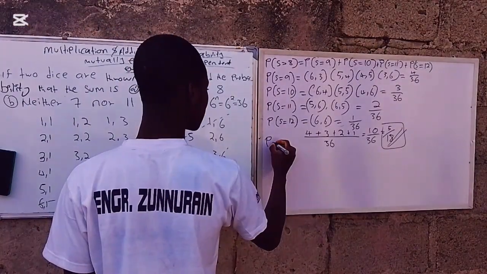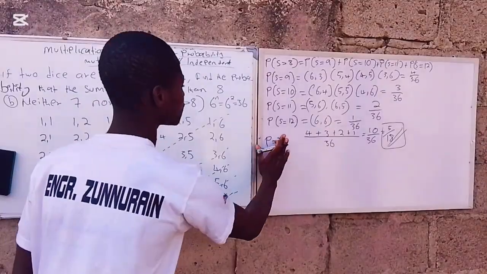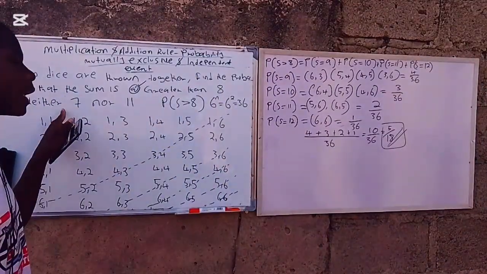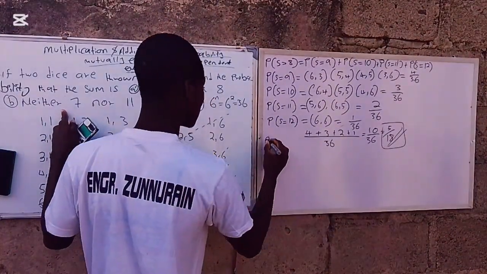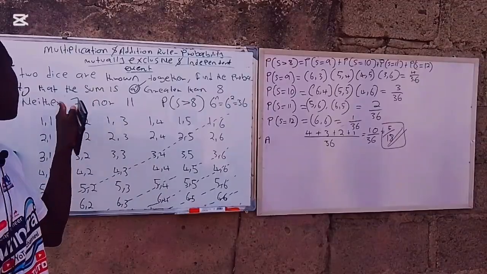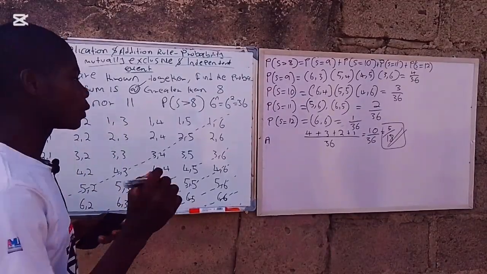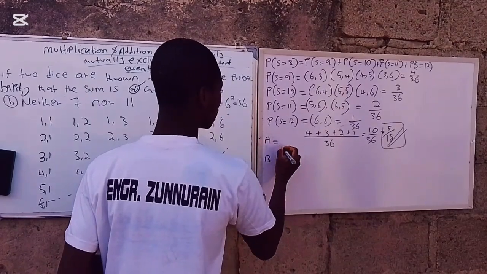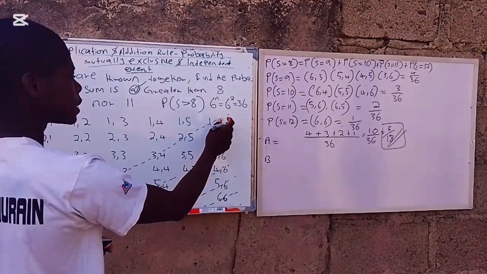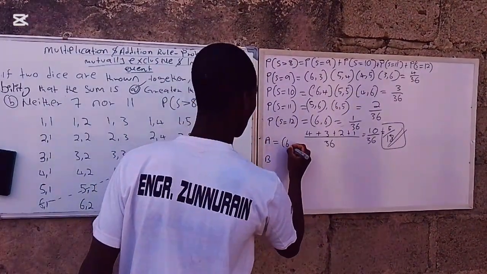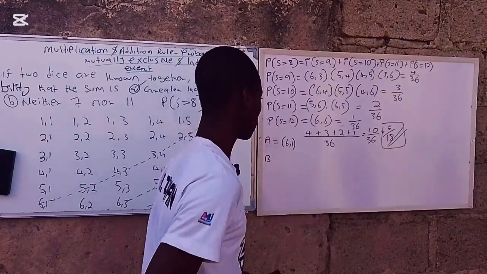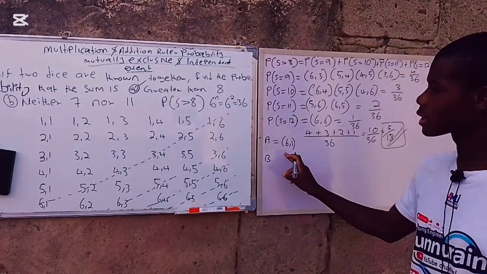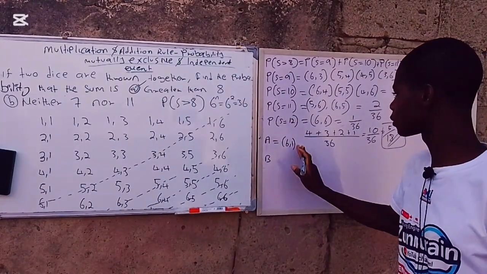So the probability of getting neither 7, let's call it A. The probability of getting neither 11 we call B. So therefore I'll have 6 and 1. Let me do it like this. I'll have 6 and 1, and therefore I'll have what?